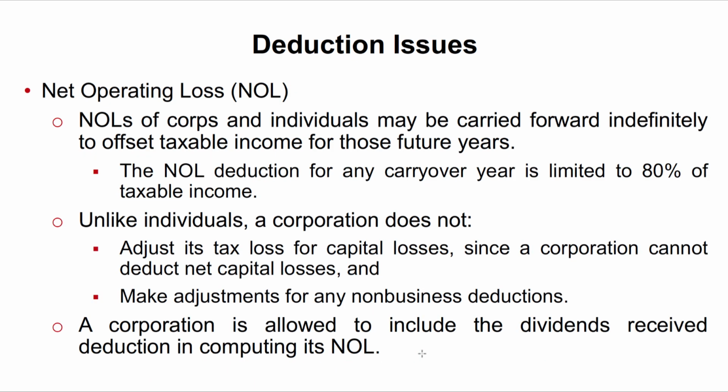NOLs, net operating losses. So when a corporation has a negative taxable income in a year, it could roll that over in the future because NOLs are carried forward indefinitely. They're carried forward. In the past, they were carried back, but now they're carried forward. Also, NOL deduction for any carryover year is limited to 80% of taxable income.